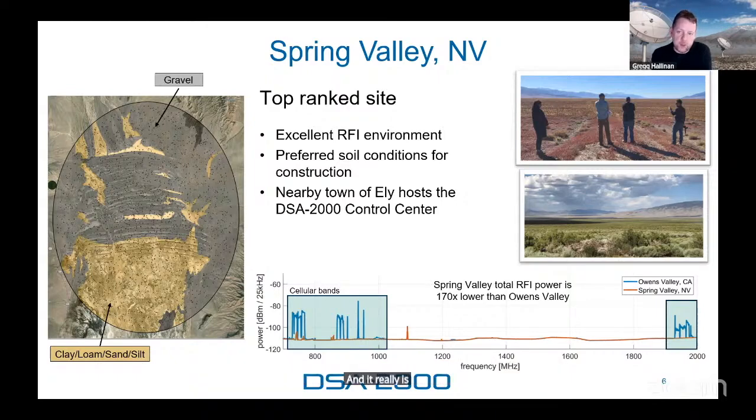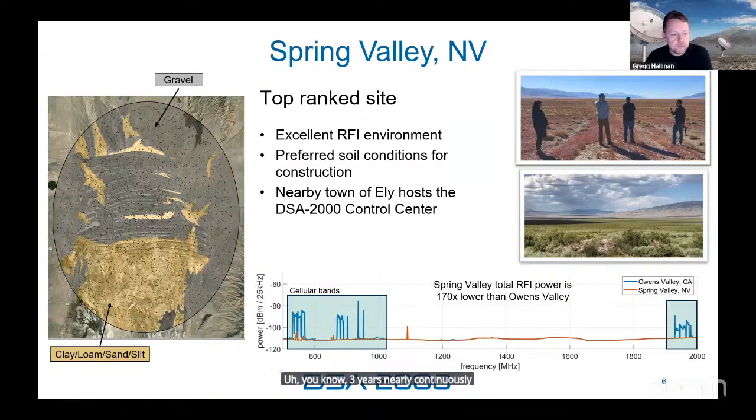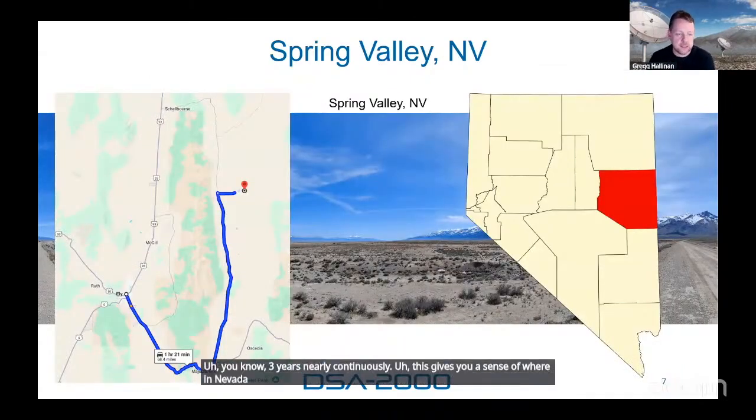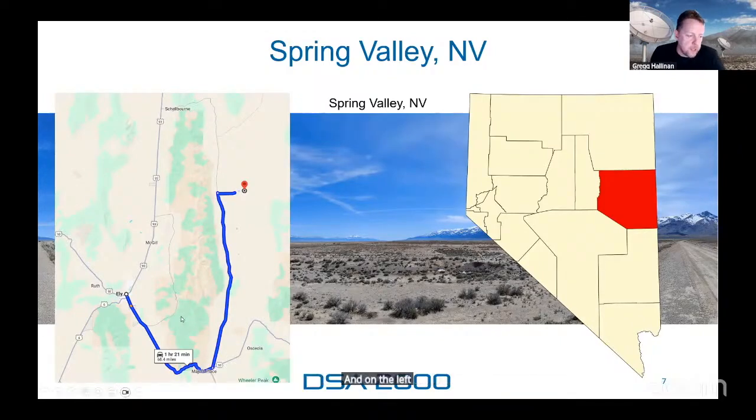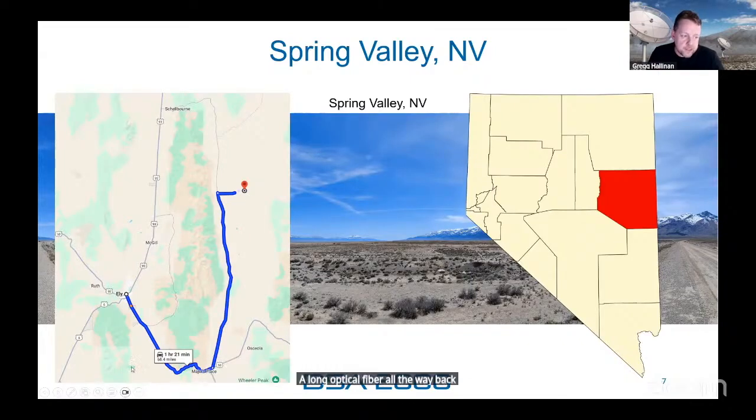And we've been doing ongoing RFI surveys there for the last 3 years, nearly continuously. This gives you a sense of where in Nevada it is. It's in the eastern part of Nevada in White Pine County. And on the left here, you can get a sense of the distance to this nearby town of Ely. And like I mentioned, we're bringing about 40 terabits of data along optical fiber all the way back from our array to this Ely location where most of the big compute and the digital backend for the telescope will be located.